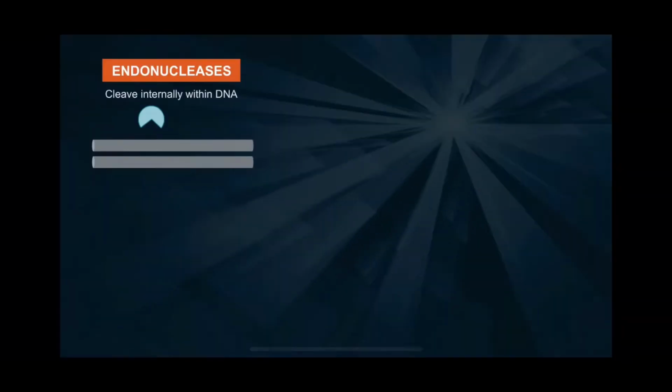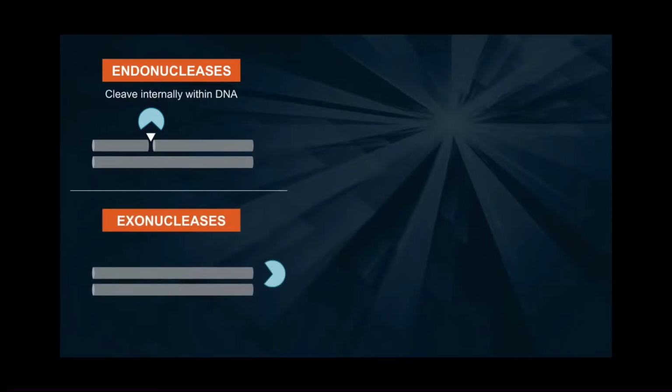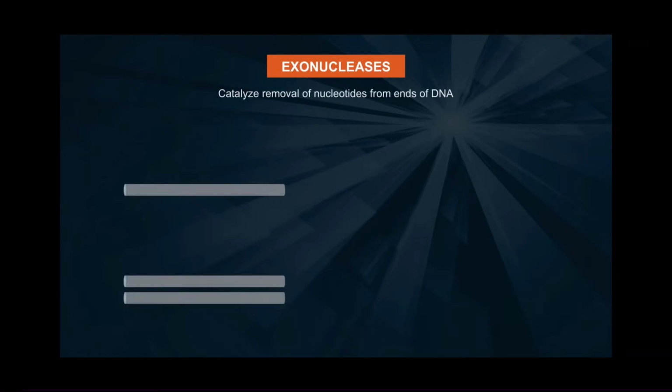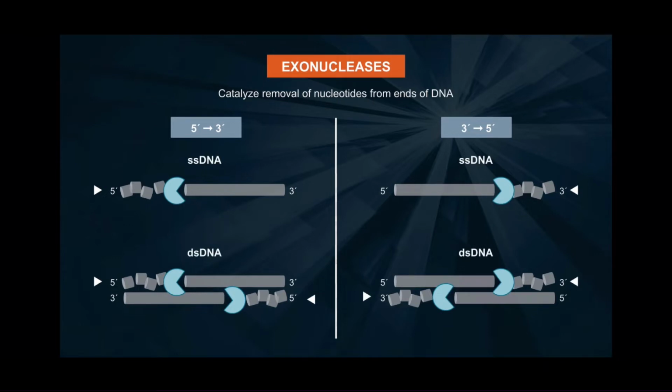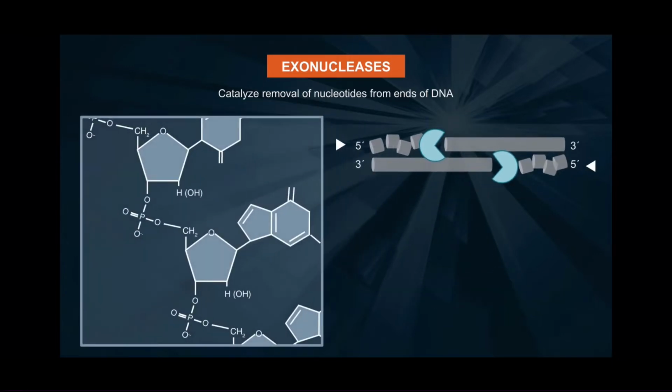Endonucleases cleave DNA internally and do not require free DNA ends for activity. This is in contrast to exonucleases, which require and act on free DNA ends. These are enzymes that catalyze the removal of nucleotides in either the 5' to 3' or the 3' to 5' direction from the ends of single-stranded and/or double-stranded DNA. Removal of nucleotides is achieved by cleavage of phosphodiester bonds via hydrolysis.